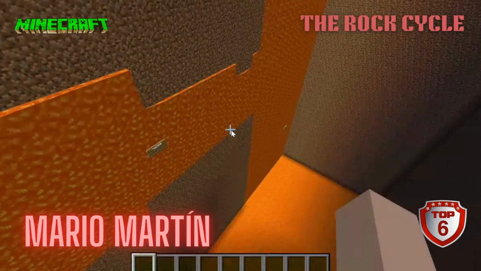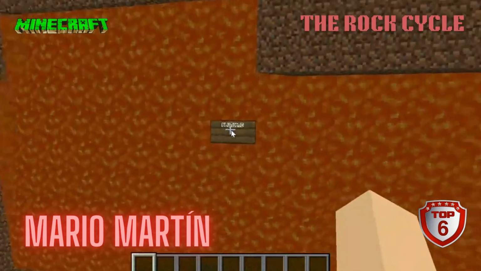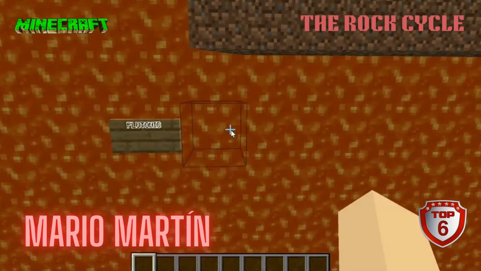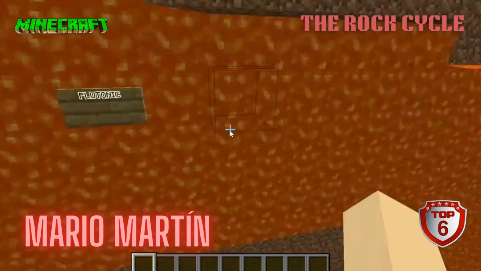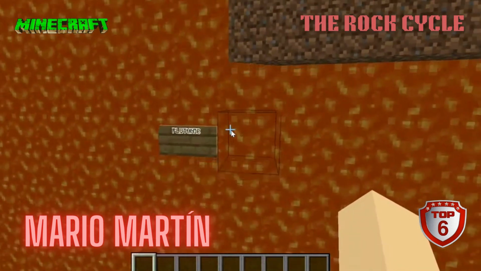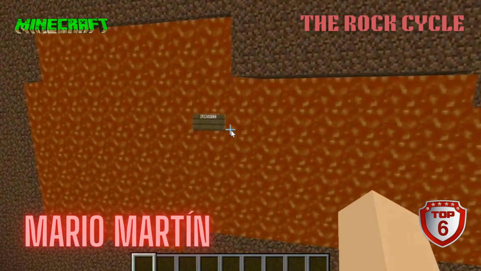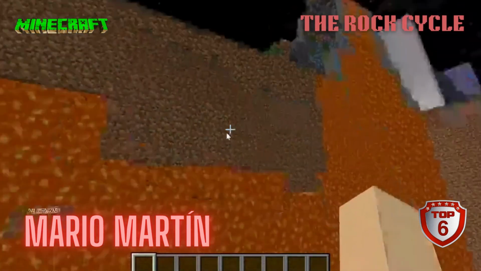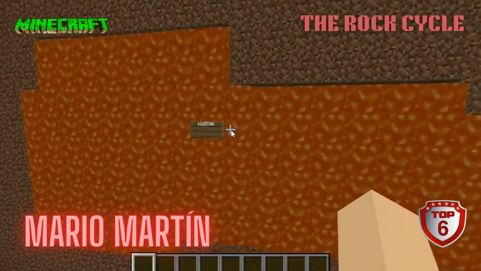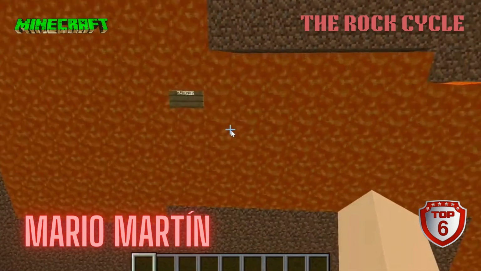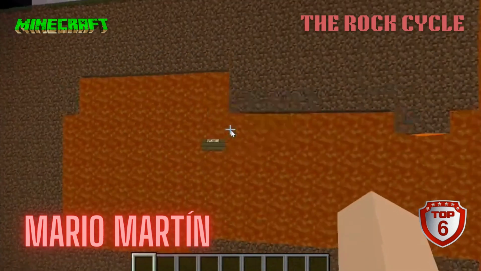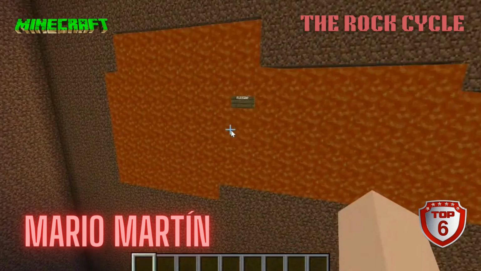Then we have the plutonic rocks. The plutonic rocks are formed from the magma underground that cools down and solidifies under the Earth's surface. But this process is very slow, and it happens under a lot of pressure. So they have crystals.